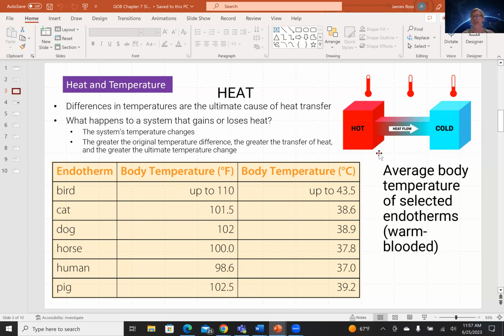So because energy can neither be created nor destroyed, the energy that flows can be measured either as it enters the colder object or as it leaves the hotter object. Again, this table is merely just for conversation. Nobody's going to ask you what the difference in temperature between a bird and a cat is.